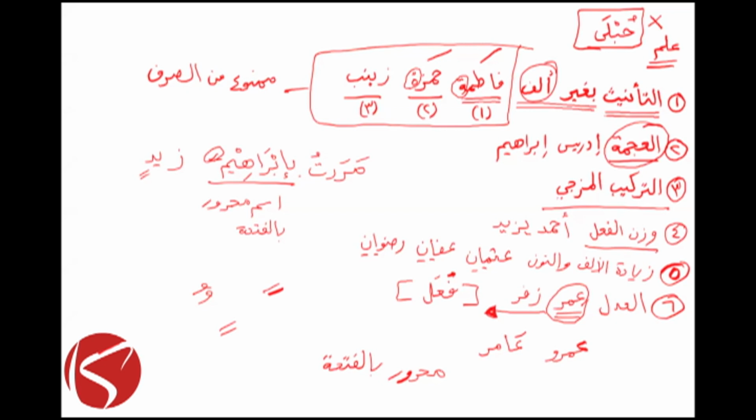If you put مررت بفاطمة, فاطمة, you'll say. Somebody might say to you, oh, but why are you saying فاطمة? Isn't that اسم مجرور? You'll say, yeah, نعم, it's true. But it is مجرور بالفتحة because it's تاء التأنيث بغير ألف. Okay? Does that make sense?